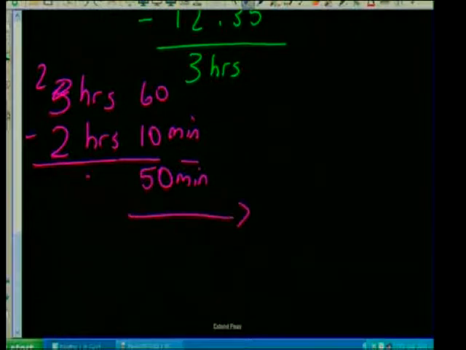So can you see when I'm converting, I don't just use my calculator, because I can't put that 2 hours and 10 minutes on the calculator so easily. I need to convert it to one or to the other. So that's one way of doing it.